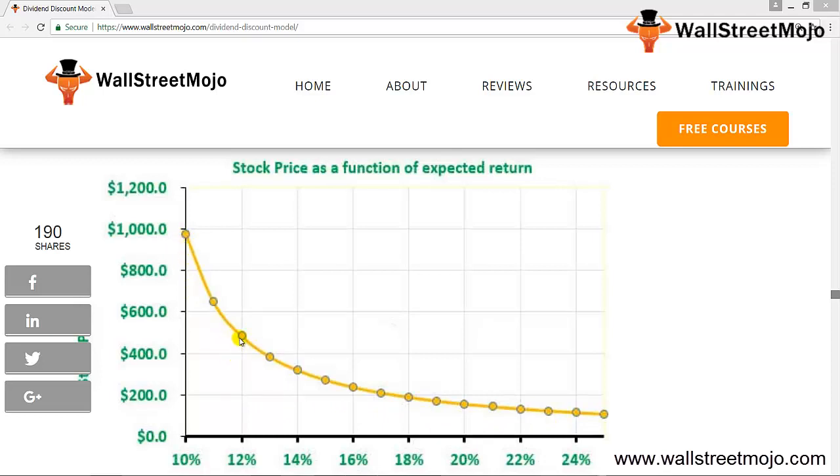If it goes to 12%, it has dropped significantly, and for 14%, and for 16%, and so on and so forth. You can see the decline. So this is how the sensitivity works over here.